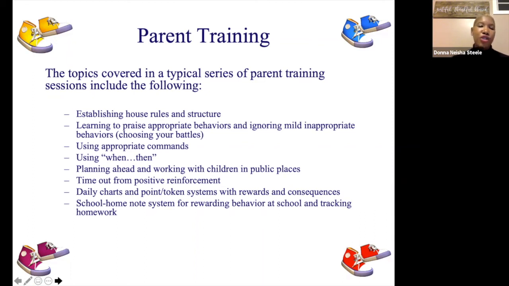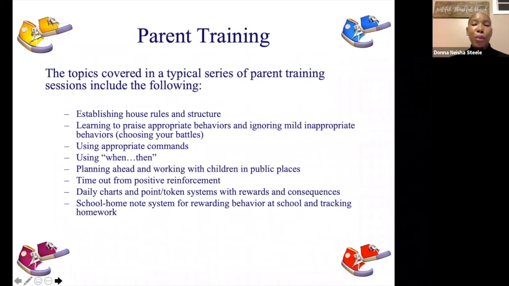Establishing house rules and structure, learning to praise appropriate behaviors and ignore mild inappropriate behavior. This is where you choose your battle. And I find that as parents, sometimes this is hard for us. Even myself, choosing your battle and ignoring what others consider to be mild inappropriate behavior. Because in my eyes, sometimes it's not mild. I don't want it to be doing any inappropriate behavior, whether it's mild or not. But as parents, we definitely have to learn to choose our battle.